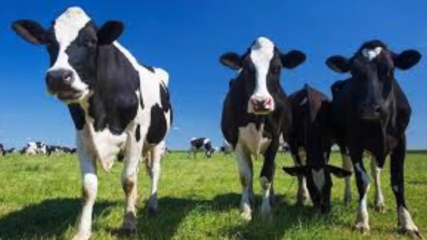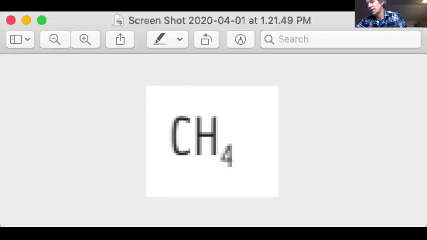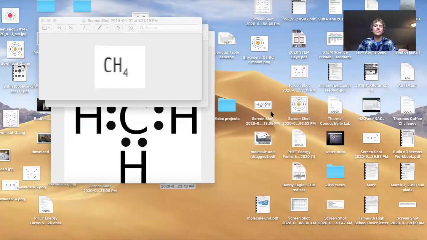The next example is an interesting one. It's methane. I think it's interesting because the biggest source of methane is flatulence in our country. Cow poop. In other words, cow farting. Yep, methane. And the chemical formula for methane is CH4, meaning it has 1 carbon atom and 4 hydrogen atoms.